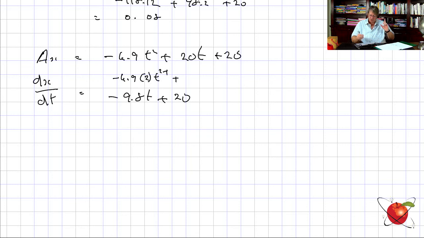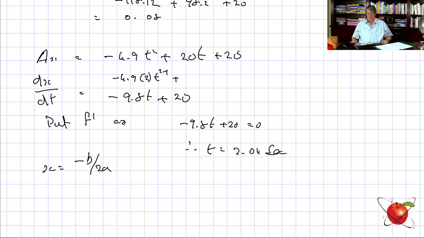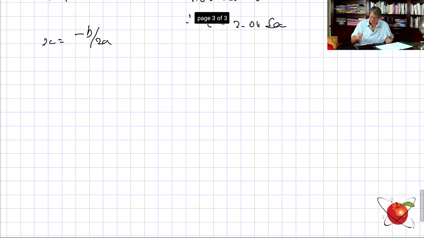And what do we do? We put f prime equal to 0 to find the turning point. Minus 9.8t plus 20 equals 0. Therefore, at t equal to 2.04 seconds is when it is the turning point. All right. You could also use the turning point of x equal to minus b over 2a as well. Okay. That would also give it to you. So, yep, on any one of these, okay, we can use the full equation.